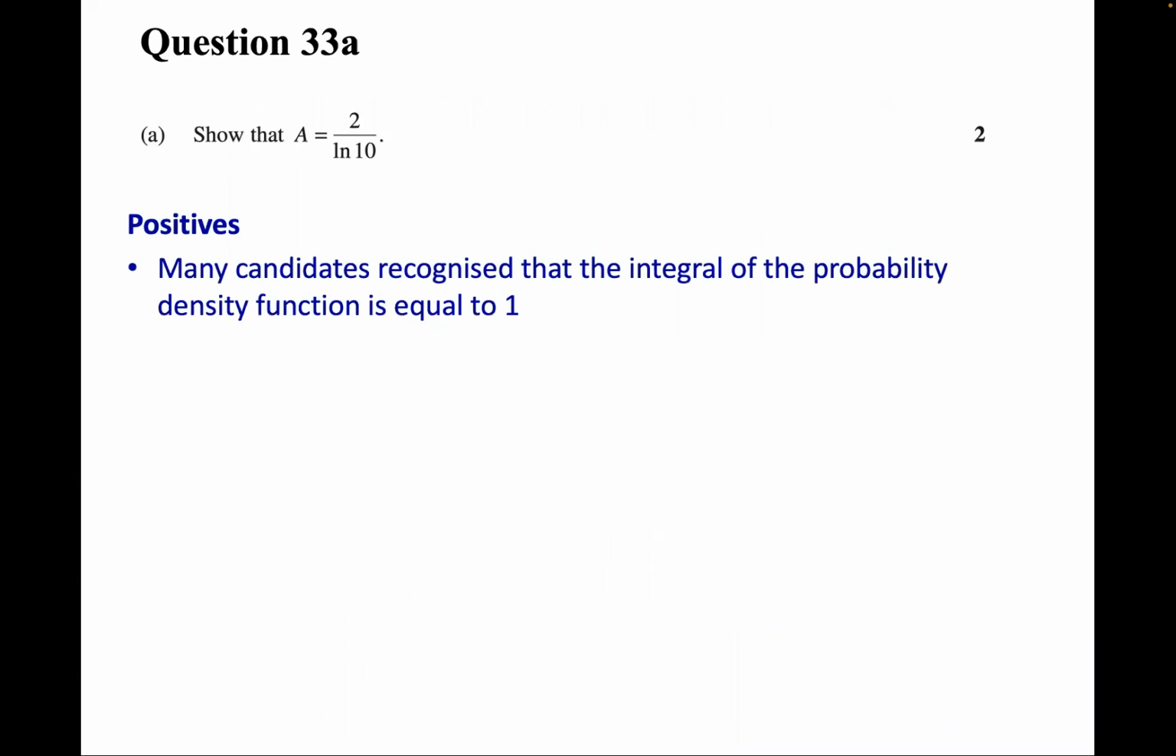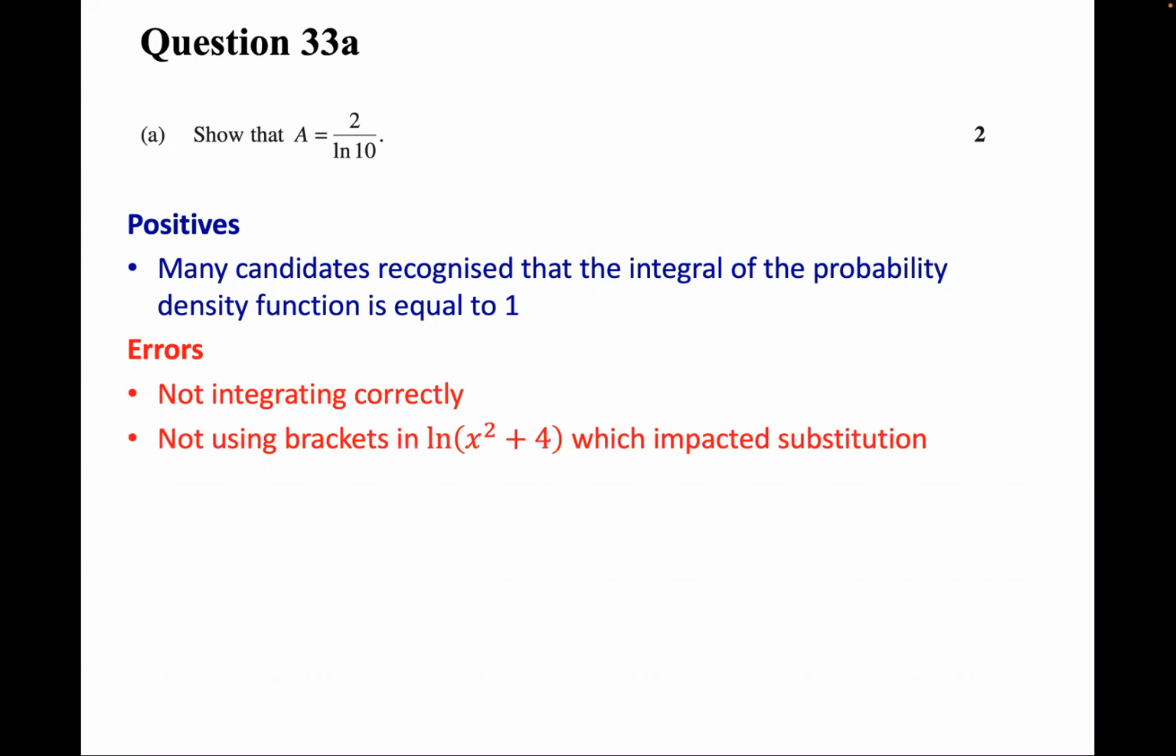Now, many candidates recognized that the integral of the probability density function has to be equal to 1. So they set it up correctly as a starting point, which was a fantastic way to begin a question, setting it up equal to 1. Some students that managed to do that didn't integrate correctly, which led to errors. And another error that we saw pop up quite often was students that integrated correctly, but didn't put a bracket around the x squared plus 4, which meant that they had problems when they substituted in when they were going through the integration process.